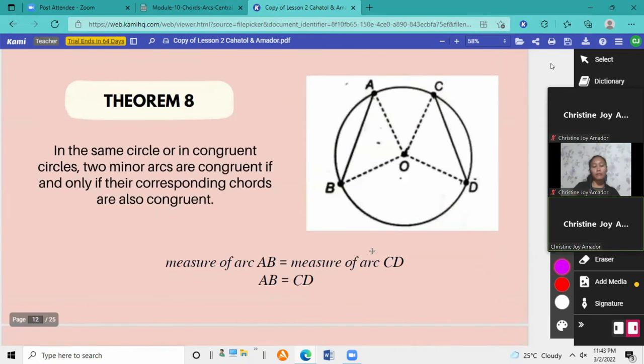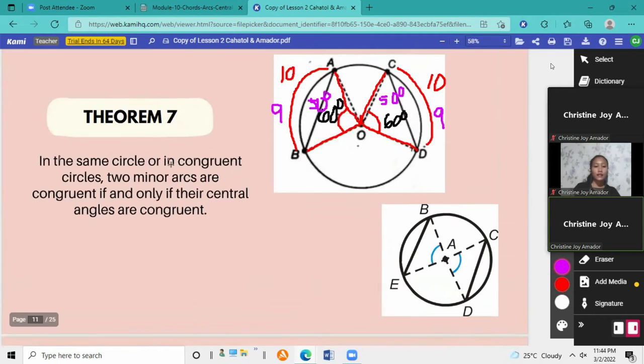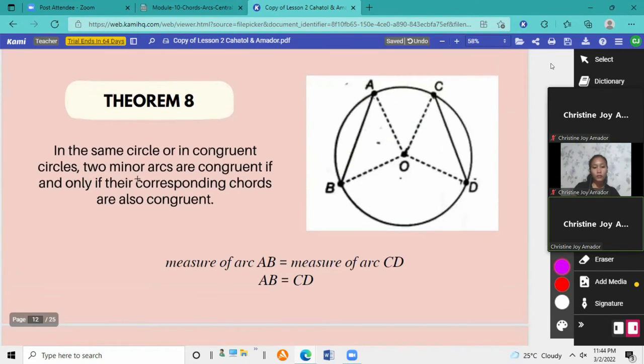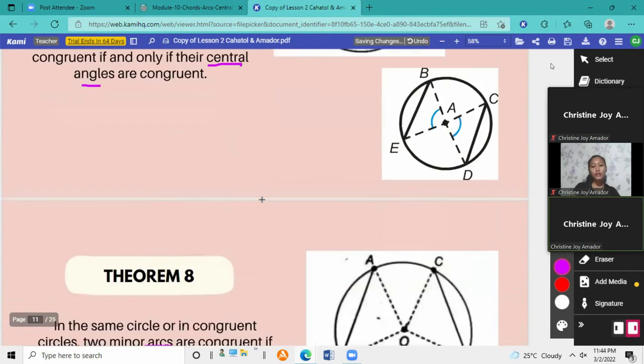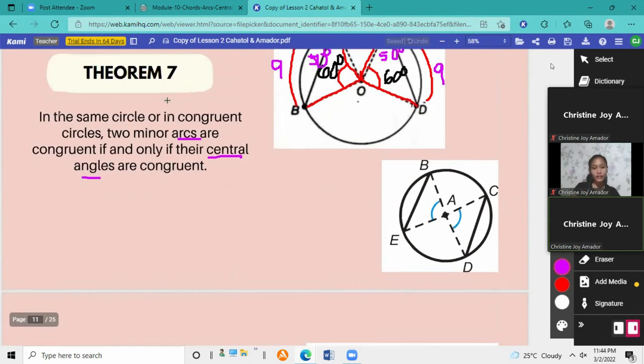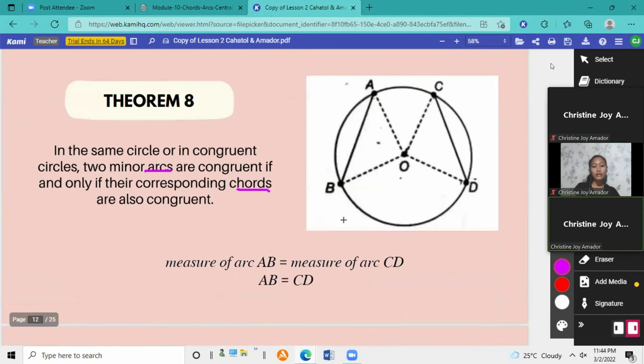Let us proceed to theorem number 8. In the same circle or in congruent circles, two minor arcs are congruent if and only if their corresponding chords are also congruent. Theorem 7 involves what? It involves arcs and central angles. But here in theorem 8, it involves the arcs and chords. But both of them have the same concept. The difference is that here it is arcs and central angles, but here it is arcs and chords.